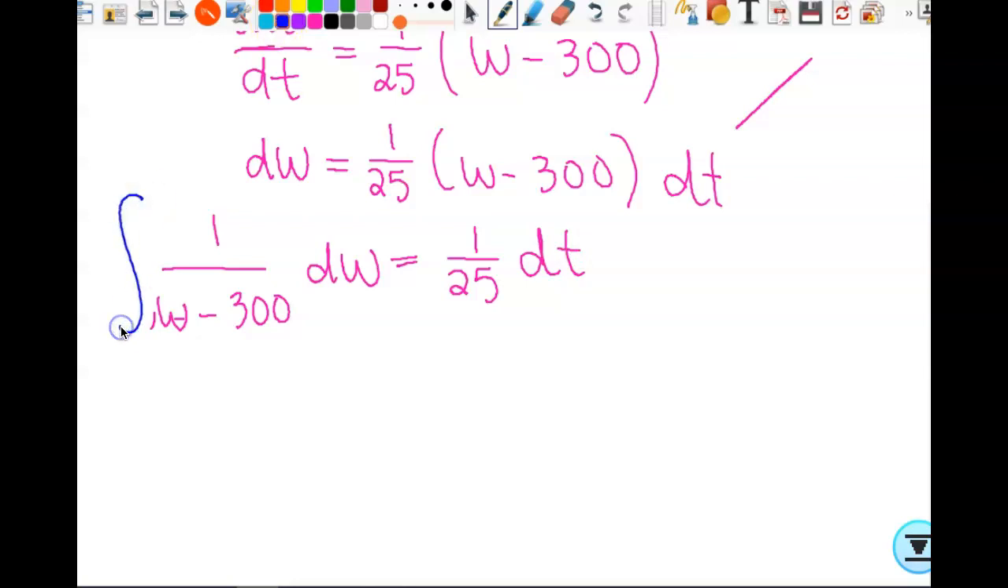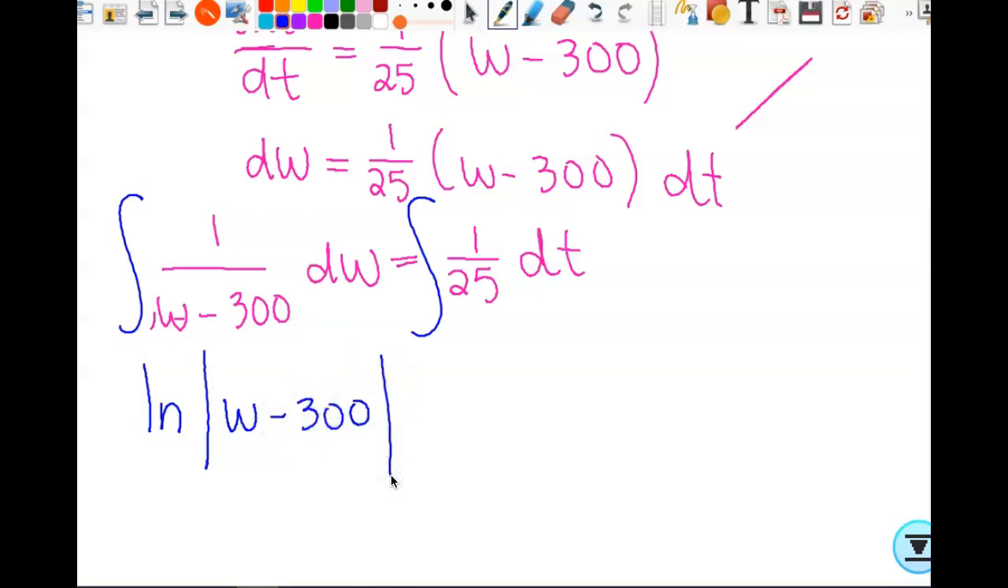Integrate both sides. All right, what is the antiderivative of 1 over w minus 300 with respect to w? Good. Natural log, absolute value, w minus 300. All right, moving to the right side. What's the antiderivative of 1/25 with respect to t?